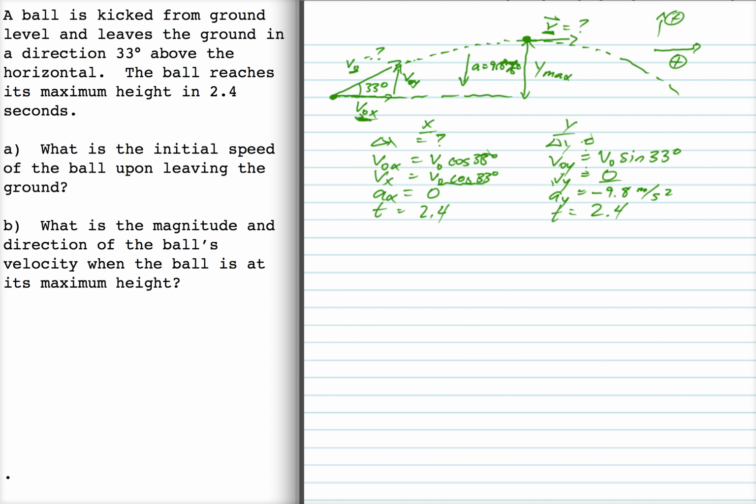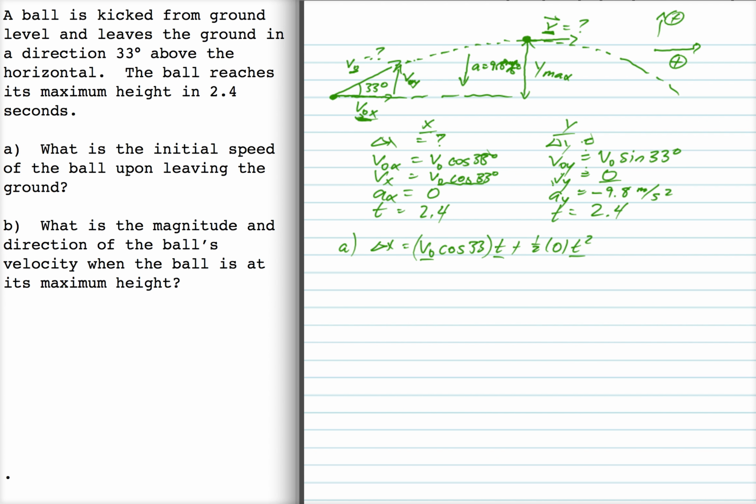Alright, so let's see if we can find the initial speed of the ball. I don't have enough information to solve the x component because the x acceleration is 0. If I try to write delta x is equal to v0 x t plus 1/2 a t squared, I've got two unknowns here. v0 and t are both unknown, so I can't solve that. So I can't really do anything with the x component. I can solve the y component, though.